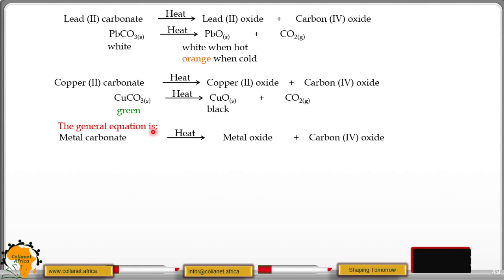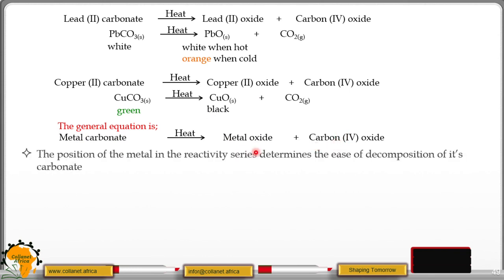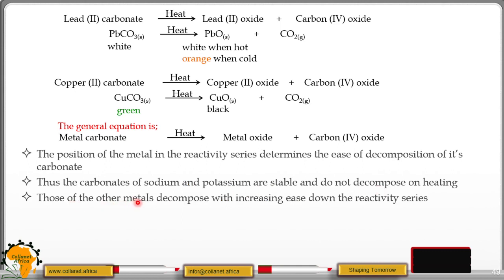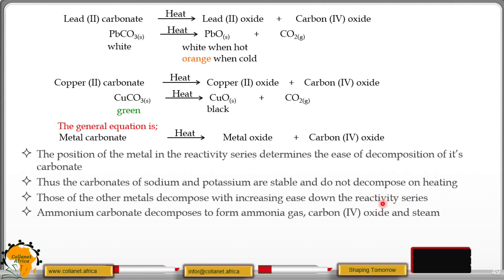The general equation for the decomposition of metal carbonate is: metal carbonate gives metal oxide plus carbon 4 oxide. The position of the metal in the reactivity series determines the ease of decomposition of its carbonate. Thus, the carbonates of sodium and potassium are stable and do not decompose on heating. Those of the other metals decompose with increasing ease down the reactivity series.